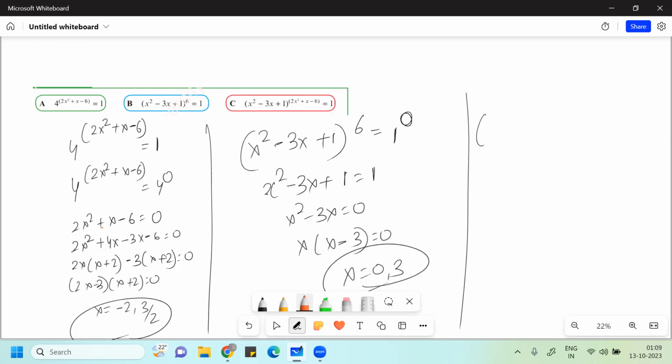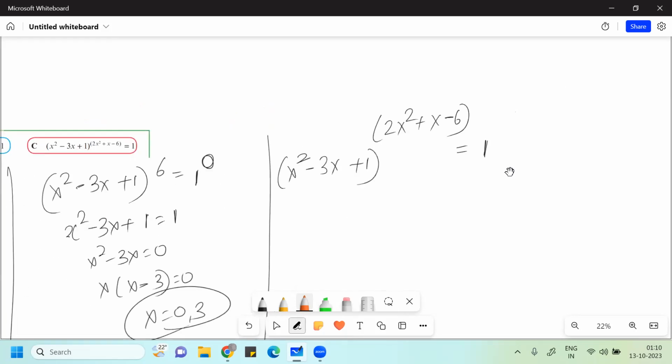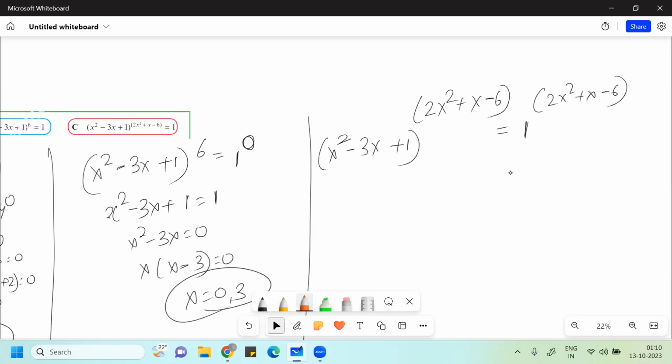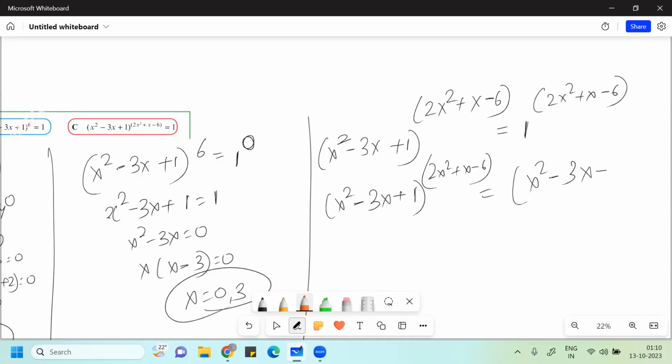So again, the next part is x square minus 3x plus 1, to the power 2x square plus x minus 6, is equal to 1. I can write this as 1 to the power any number is 1. Or I can write this equation as x square minus 3x plus 1 to the power 2x square plus x minus 6 is equal to x square minus 3x plus 1 to the power 0. Are you getting this? So I can consider both the cases.